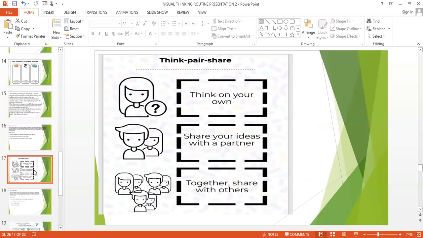Now, the next routine is think, pair, share. This routine is used as a group as well as individual. In this routine, first students need to think on their own idea, and then they can share this idea with their partner. After that, together they can share with others.